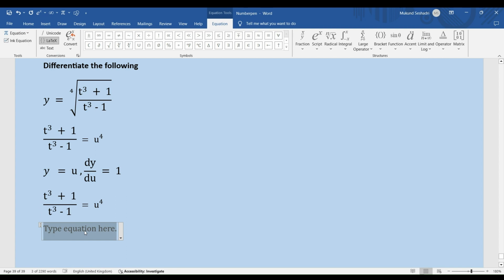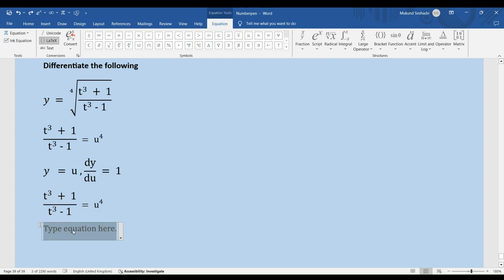I differentiate on either side, right? And when I do that, what do I get? My u to the power 4 becomes 4 times u cube into du by dt, right? So let us write that. And why is that? d by dx of x to the power n equals n into x to the power n minus 1, right?